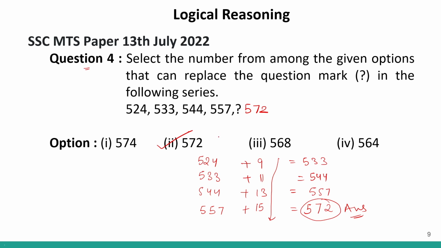Okay? Clear? So basically, consecutive odd numbers were being added. If I have to find the next element, I would have to do plus 17. So the next element after this will be 589. Then to find the next element, I'll do plus 19. So 8, 1 carried. 608 would be the next term. So 589 and then 608. So on, this series will continue.